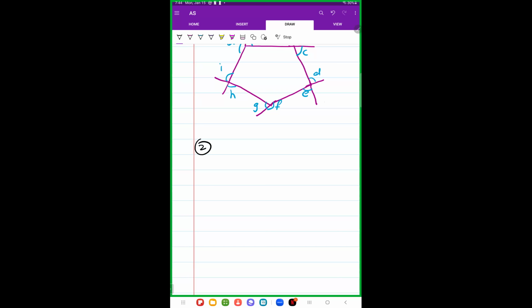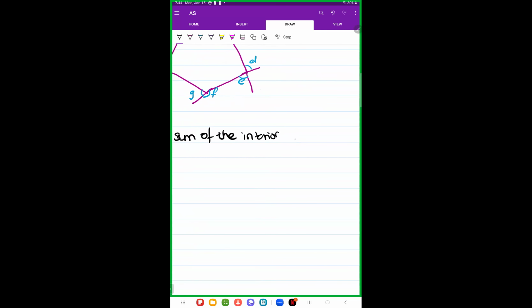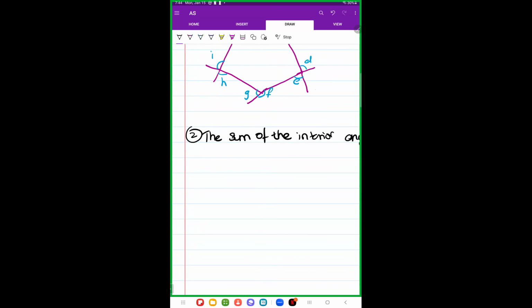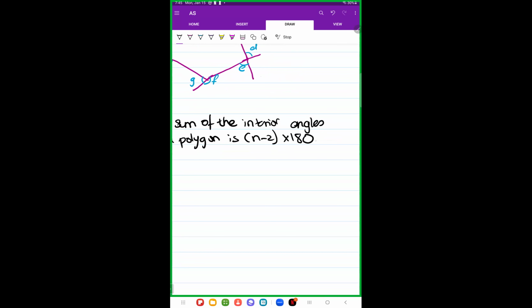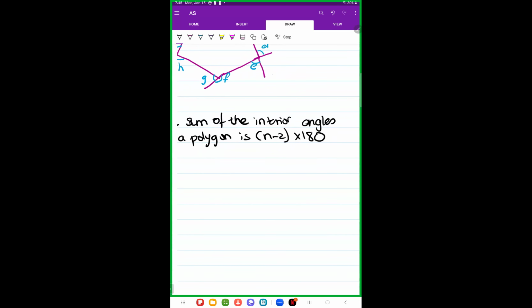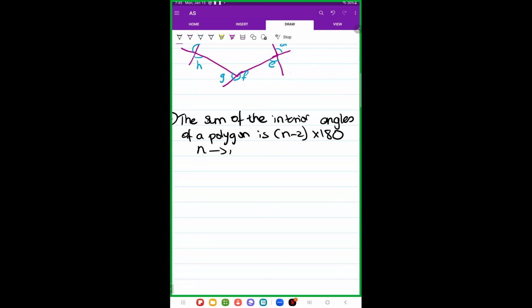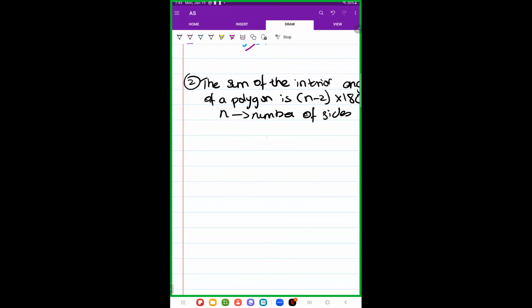Let's look at the second property. The sum of the interior angles of a polygon is n minus 2 into 180, where n is the number of sides. Okay? What does this mean? The same way, let's say I have a pentagon.